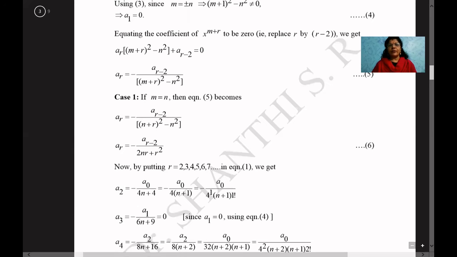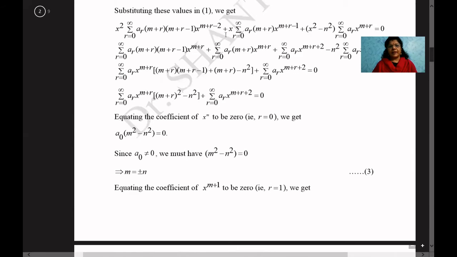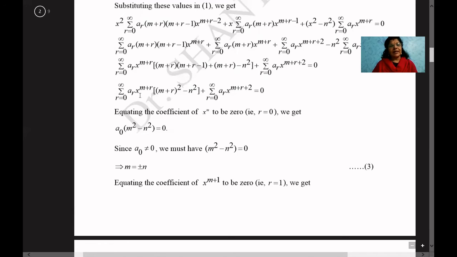Now I am going to equate the coefficient of x power m plus r to be 0. Means, how will we get? Moving on to the summation. When you look here, x power m plus r is already there, whose coefficient is ar into m plus r the whole square minus n square. The first term as it is. What about the second term? When will we get x power m plus r here? If r is replaced by r minus 2. You substitute r minus 2 in place of r, what will you get? m plus r minus 2 plus 2. Minus 2 plus 2 you can cancel. You will get x power m plus r. So for the second term, I have to replace r by r minus 2.